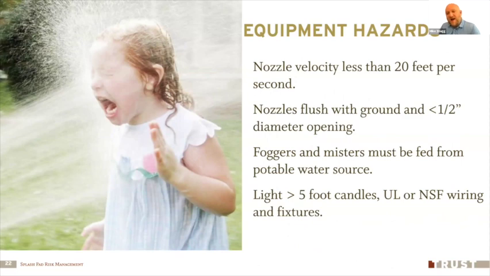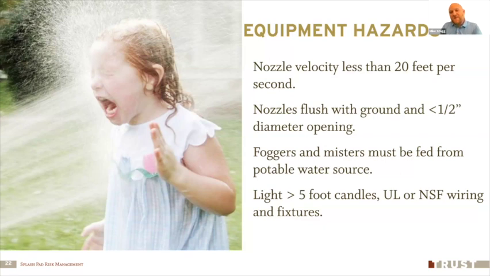Okay, so some equipment hazard things that we got to talk about. Nozzle velocity has to be less than 20 feet per second. These are in the code. Okay, the nozzles flush to the ground. Okay, foggers and misters, they have to be fed by potable water sources. That's important. Foggers and misters have to be fed by potable water. Okay, because kids are going to do that. They're going to drink it, right? So it's got to be fed by that potable water.